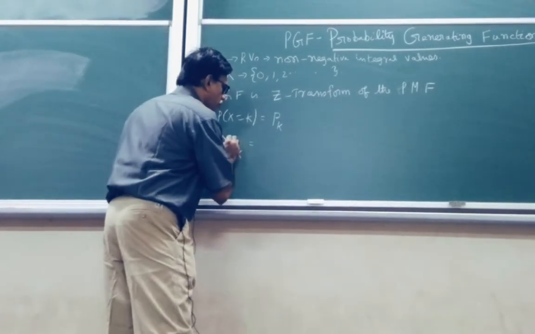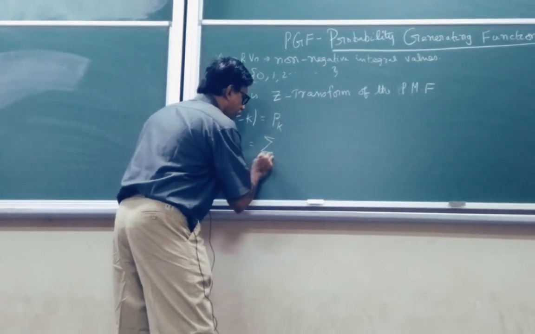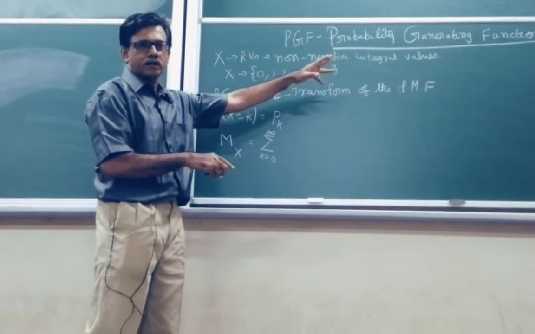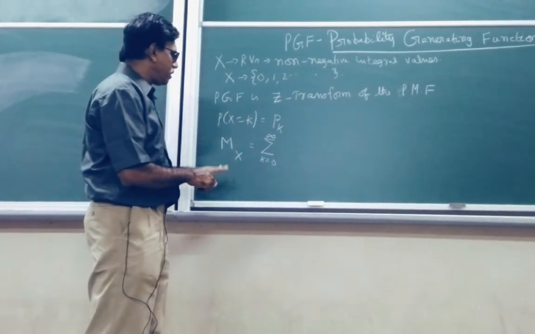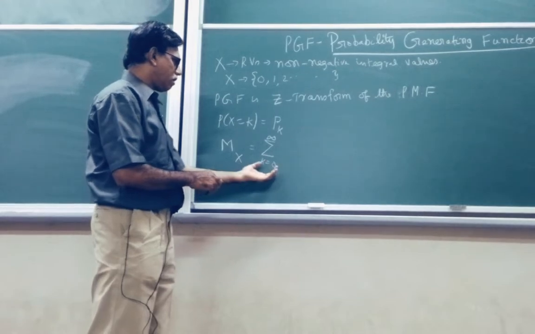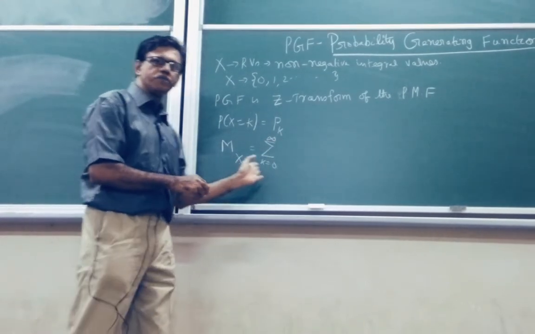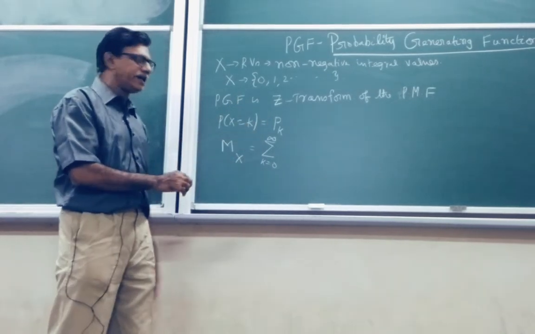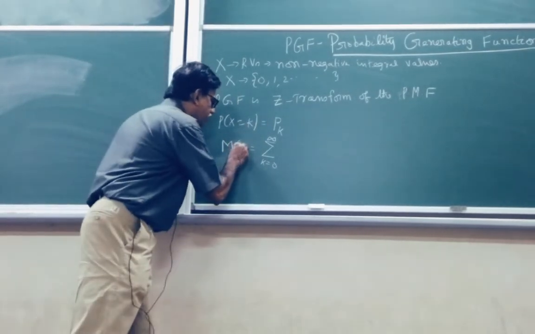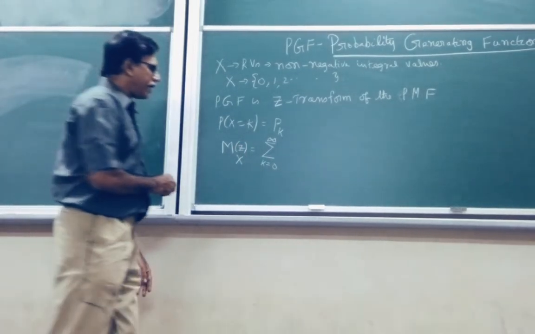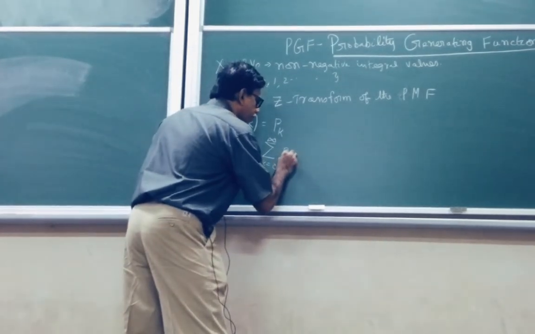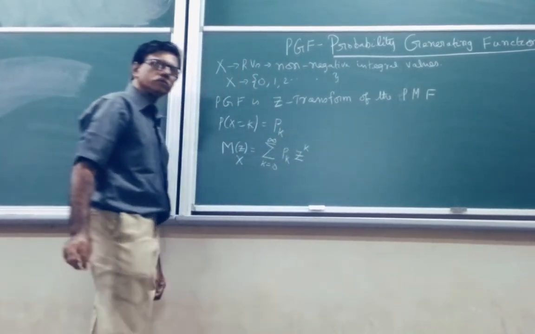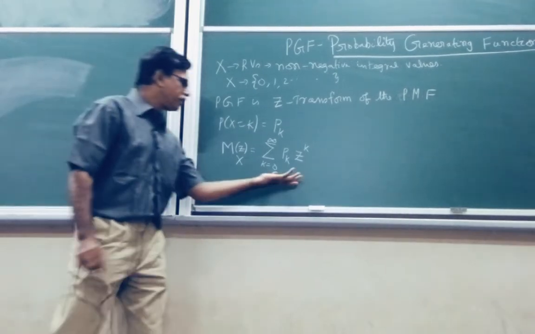So it is defined as the sum over k equal to 0 to infinity, because these are the values it can take. It is for a general random variable, so we let it be generally defined for k from 0 to infinity. If only certain particular values are allowed, then it will be adjusted accordingly. So this is a function of z, and it is the sum of p_k z power k. This is how it is defined.